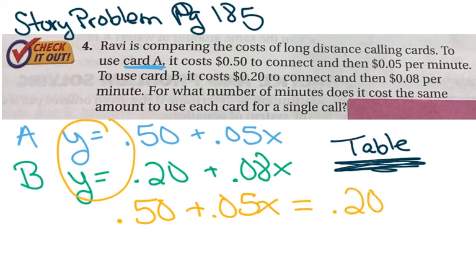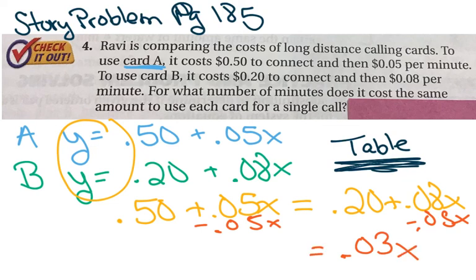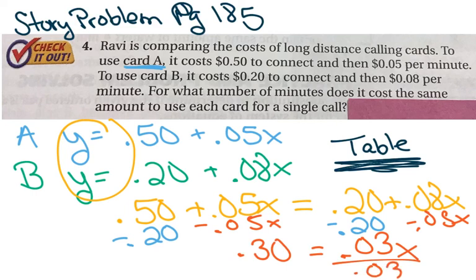Equals 20 cents plus 8 cents per minute. I am going to move the 0.05x over. So minus 0.05x over here. That would give me 0.03x. And I'm also going to move, since we moved this guy, the 0.20 over. That would give me 0.30 right here. Divide both sides by 0.03. And I'm going to get x equals 10.